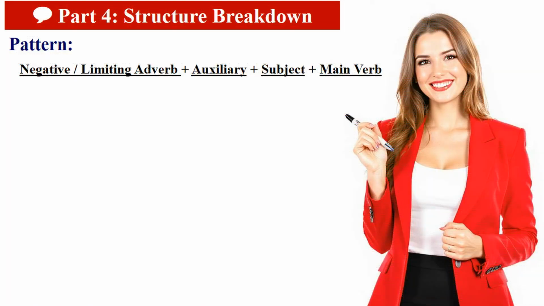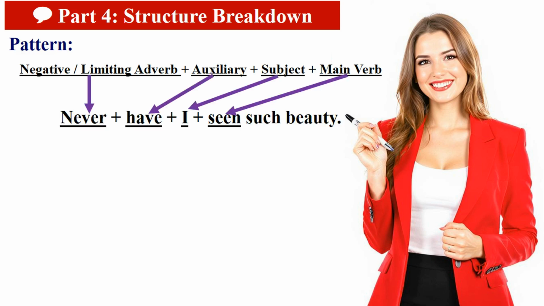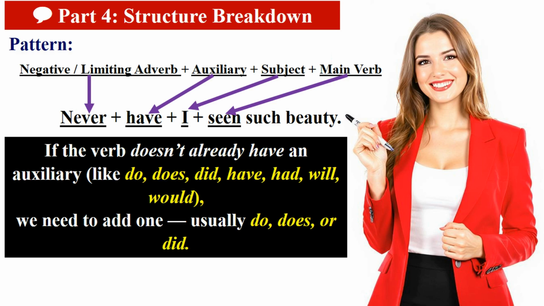Part 4. Structure breakdown. Let's look at the pattern step by step. Pattern: negative or limiting adverb, plus auxiliary, plus subject, plus main verb. Example: never plus have plus I plus seen such beauty. If the verb doesn't already have an auxiliary, like do, does, did, have, had, will, would, we need to add one, usually do, does, or did.